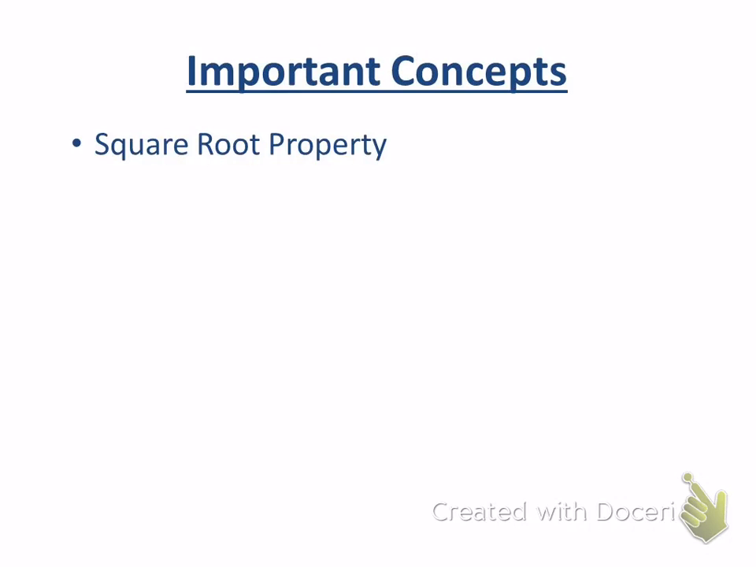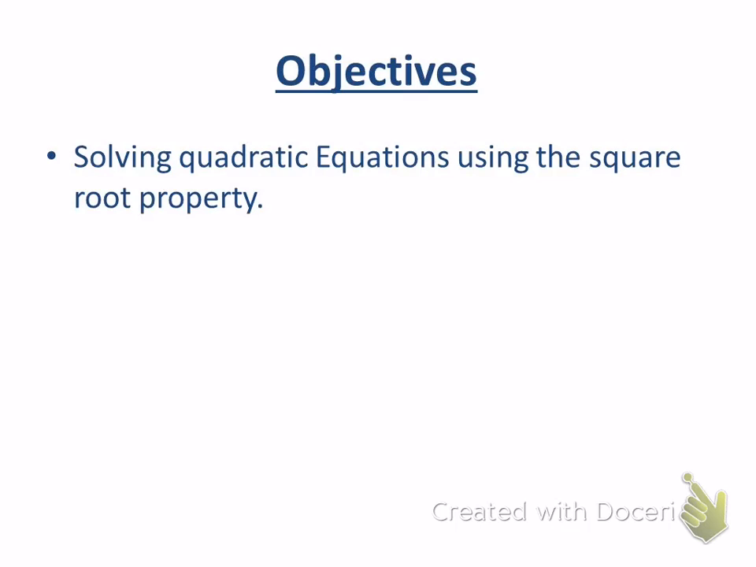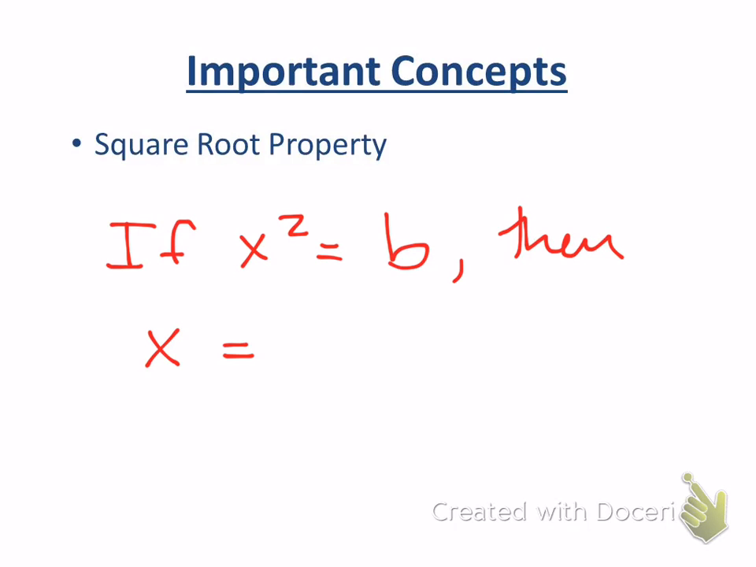All right, so the square root property says this: if x squared is equal to b, or whatever the number is. This is a good old if-then statement. Then x is equal to what? Both square roots of b, plus or minus the square root of b.